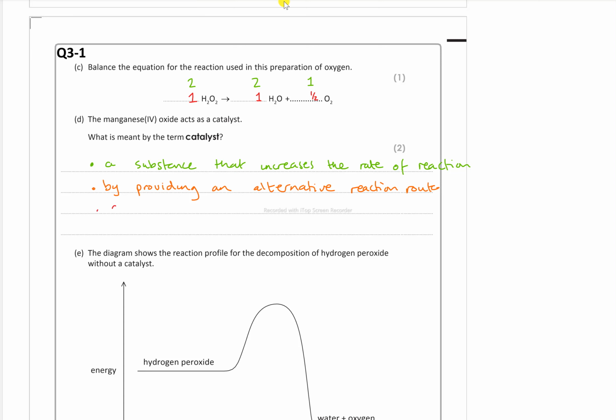And is not used up. Right, okay, I need to finish this off. By providing an alternative reaction route with a lower activation energy. So this is the full definition. If you learn these 4 points, always just throw them in and it works.